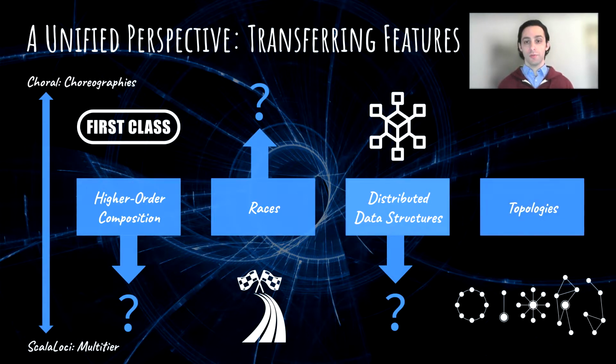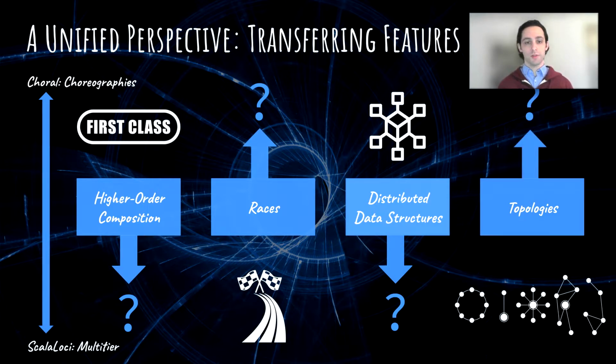Dynamic topologies can be specified in Scala-Loci at the level of types and are enforced by the type checker. The language is expressive enough to capture many classes of topologies and their evolution as peers join and leave the system. In Choral, it's not possible to specify arbitrary dynamic topologies.